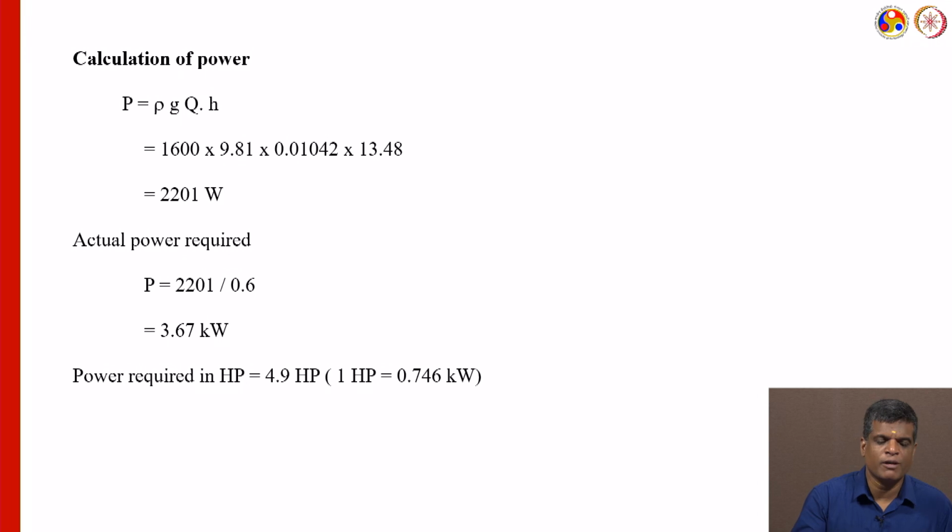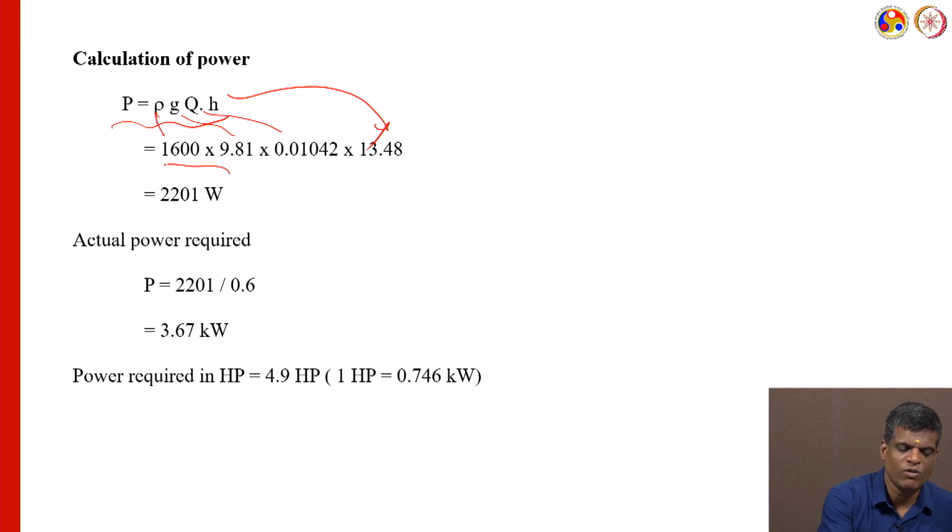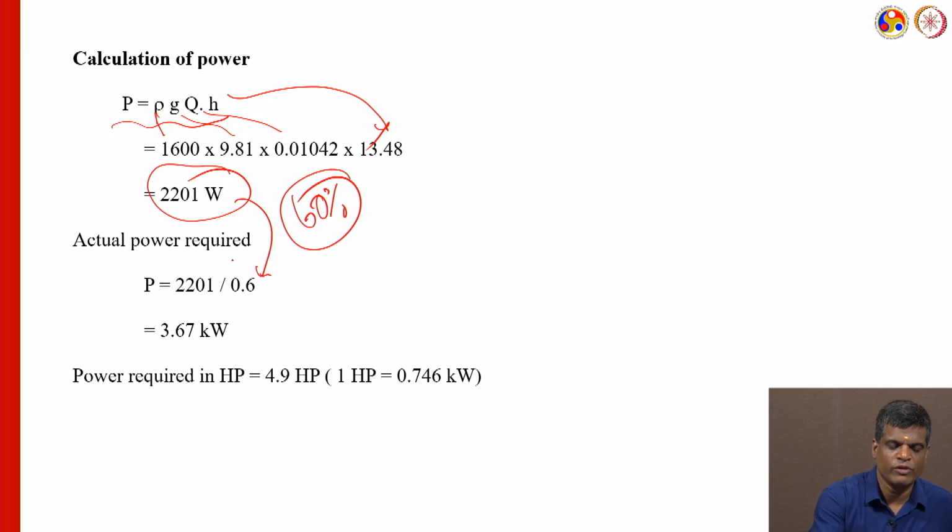Now we have to calculate the power, P equal to rho g h Q. The height is already available, then rho, g, and Q are known. From there we got the power value of 2201 watts. But actually the pump efficiency is only 60%, so you divide by that. So the power required is 3.67 kilowatts.